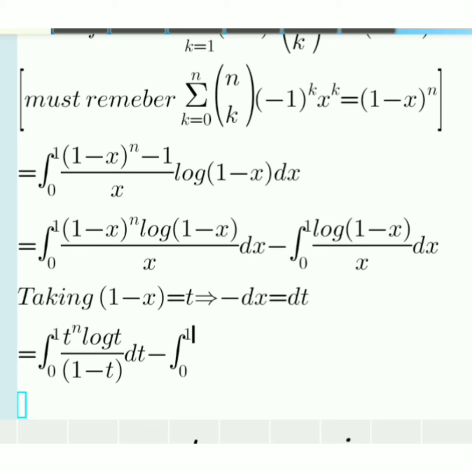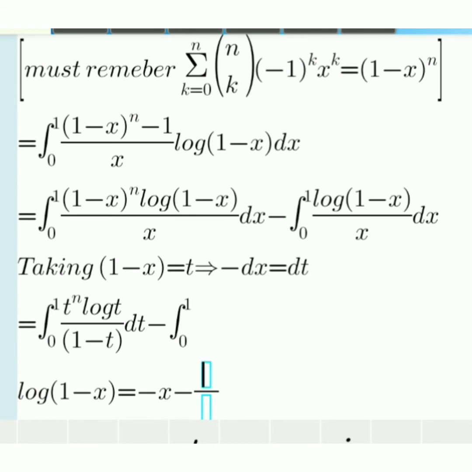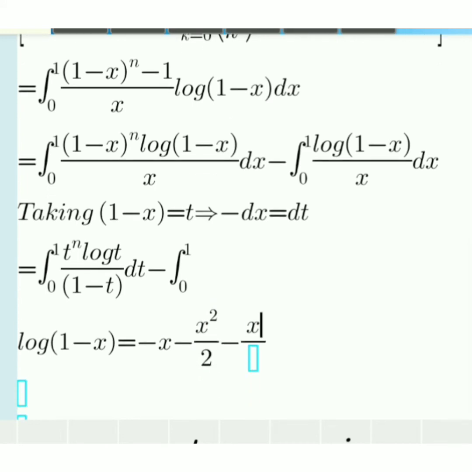Log(1 minus x) can be written, friends, you know the formula. What is log(1 minus x)? Log(1 minus x) is very simple: it is equal to minus x minus x square by 2 minus x cube by 3 minus ... It can be written as the summation of x to the power m divided by m, where m equals 1 to infinity.